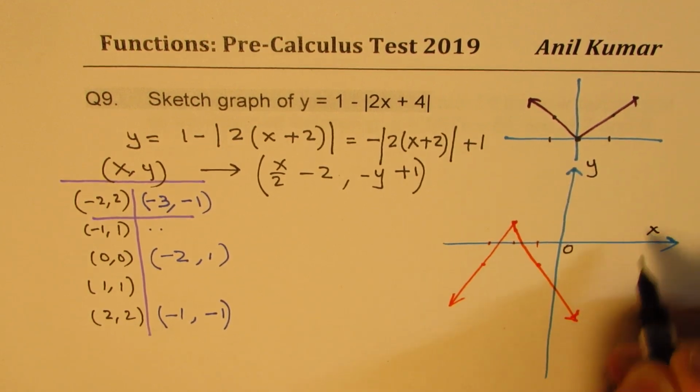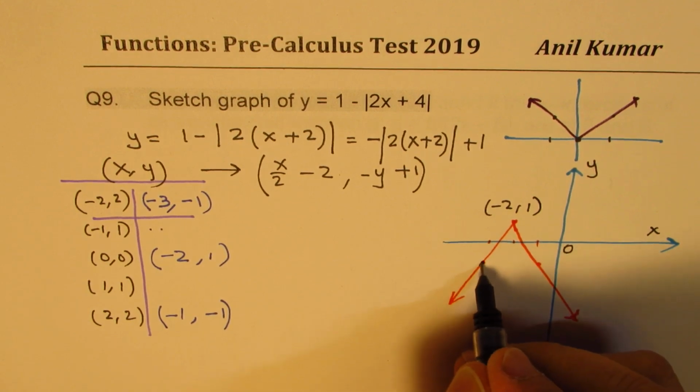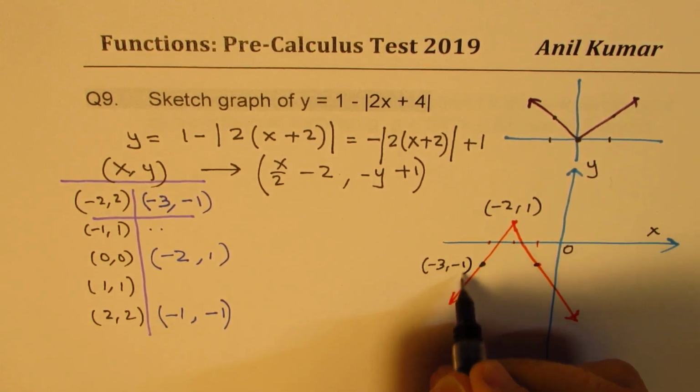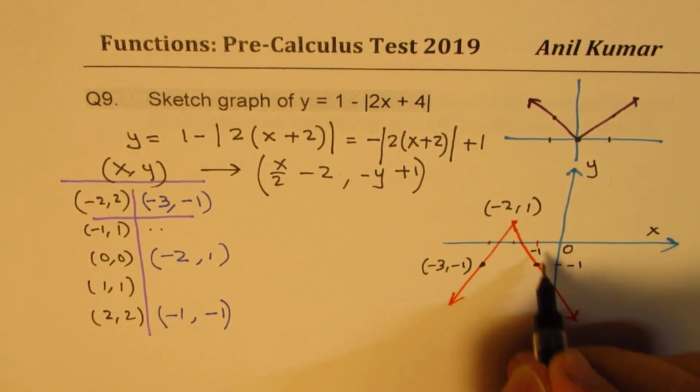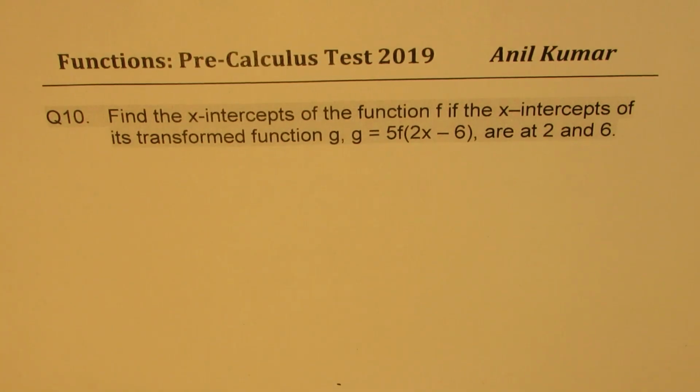So sketch it on a better graph paper so that there is no problem. Correct? These are my critical points and these are minus 3, minus 1 and minus 1, minus 1. Correct? So that is how you could do it. So I hope that is clear, right? Now we are almost at the end. Last question. I hope you enjoyed the journey and learned while going through these solutions.